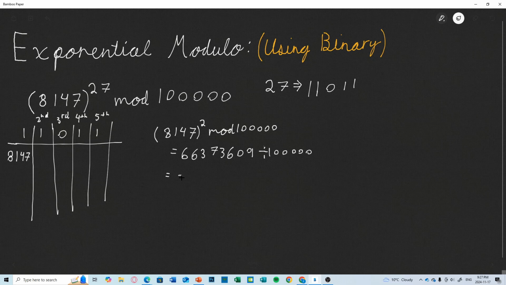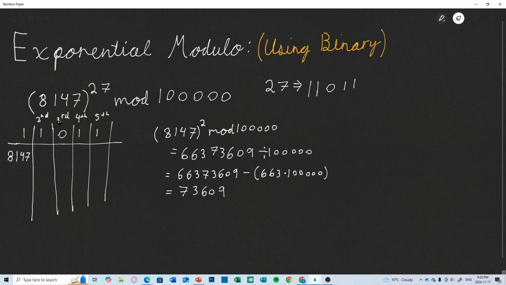So now you want to take this very large number again, and instead of dividing, you're going to subtract from it the quotient from our division, which is 663, multiplied by 100,000. Which in this case will give us 73,609, which is between 1 and 100,000, so we know that we're on the right track.